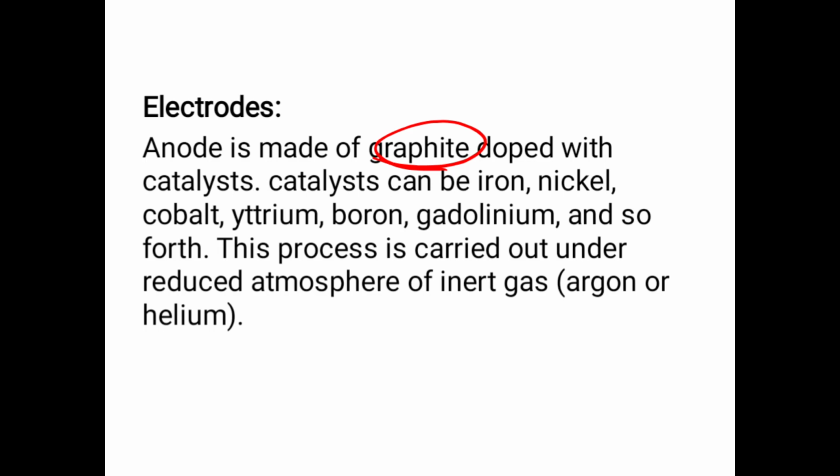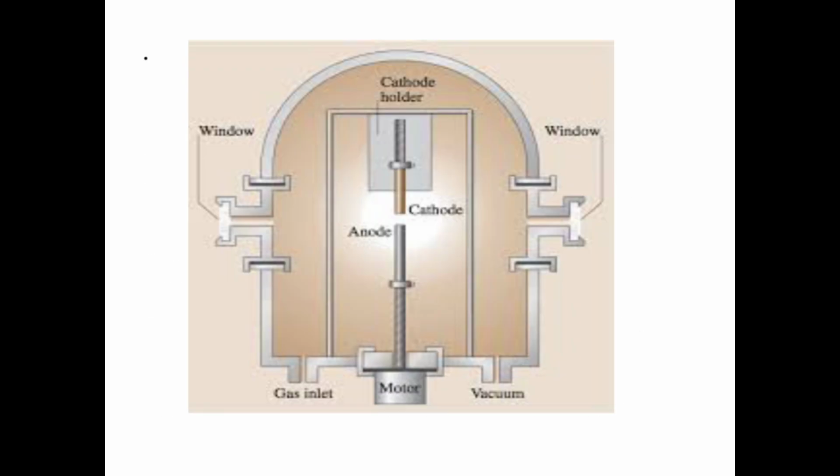There are two walls used in this process. If we look at the diagram here, we can see that there are two windows and the two walls that are used here. The first wall is used for evacuation, to remove all of the gases inside the chamber, and then the second wall is used to fill up the chamber with inert gas like helium. There is also a cathode holder, and this is the cathode here. This is the anode. As we have studied, the anode is made of graphite and it is doped with catalyst.